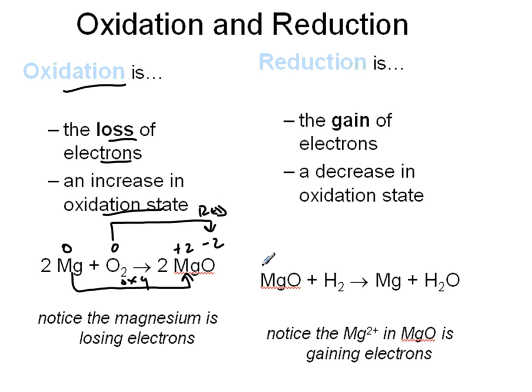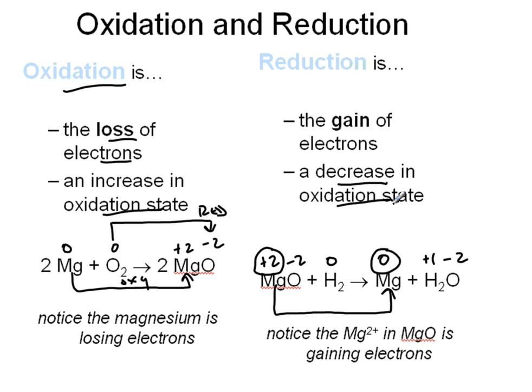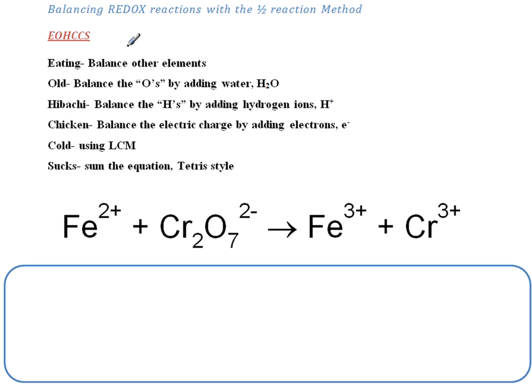Here, if you look, magnesium is 2 plus, O is 2 minus, H is 0, Mg is 0, H is plus 1, O is 2 minus. You notice here, Mg is actually being reduced because its oxidation number is decreasing. The reason its oxidation number is decreasing is because it's gaining electrons. So we track the electrons, but really we assign oxidation numbers to make sure it's a redox reaction. When we go to balance redox reactions, we use the half reaction method.